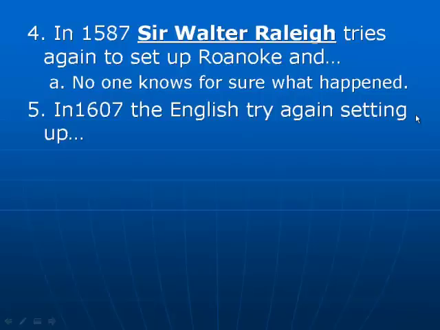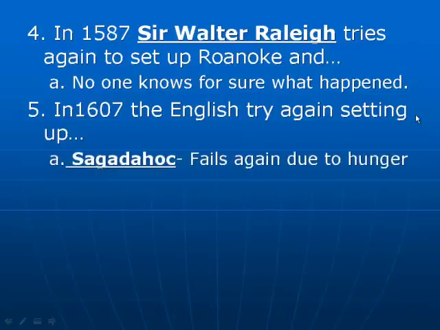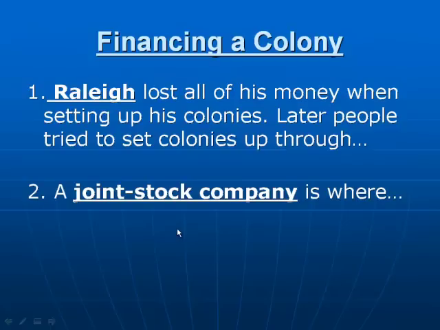In 1607, the English try again, and that one also fails due to hunger. So we are 0 and 3. We have 3 failures and 0 victories or successes for these colonies.